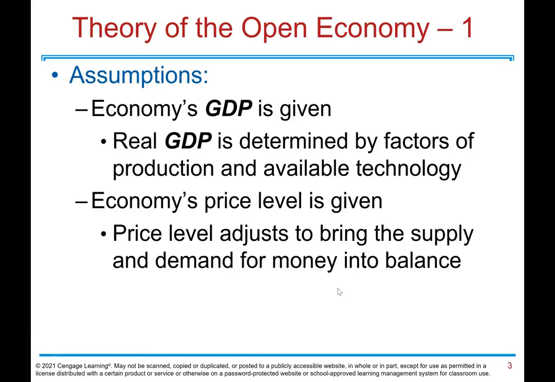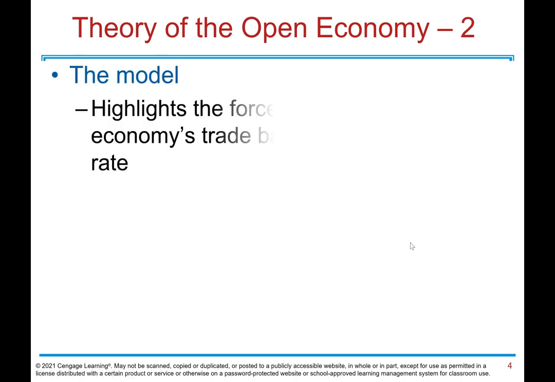Theory of the open economy. These are the assumptions that we're making. The economy's GDP is given. Real GDP is determined by factors of production and available technology. The economy's price level is given, and that price level adjusts to bring the supply and demand for money into balance.